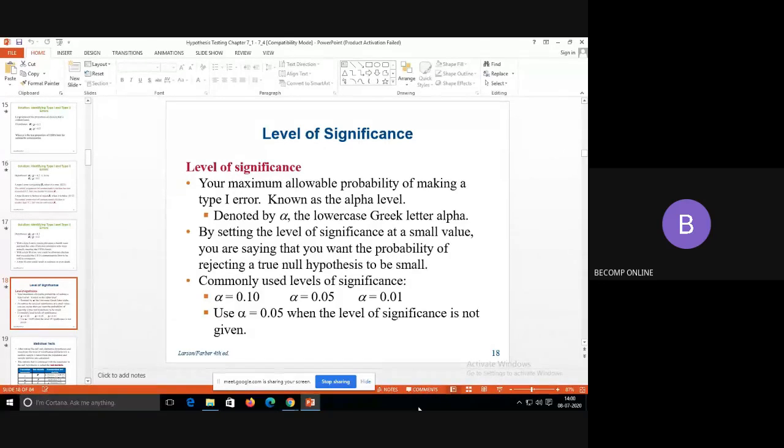If the level of significance is not stated in the exam, or while solving a problem on hypothesis testing, then you must always use the default value for the level of significance, which is 5%. So the value that you have to use is alpha equal to 0.05.